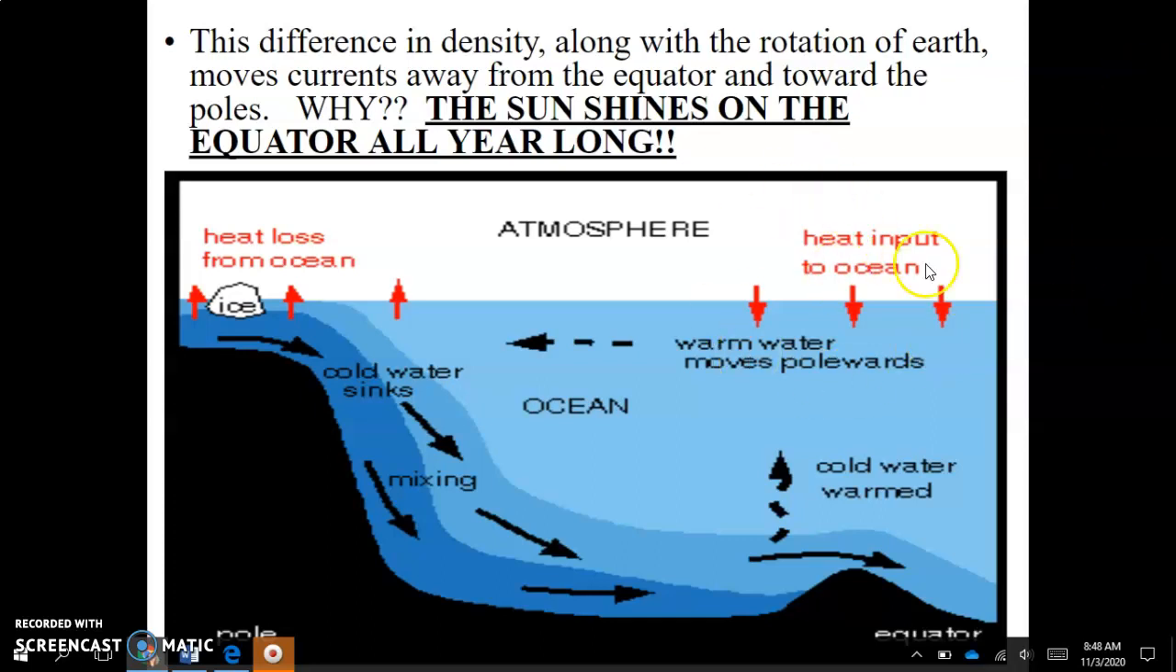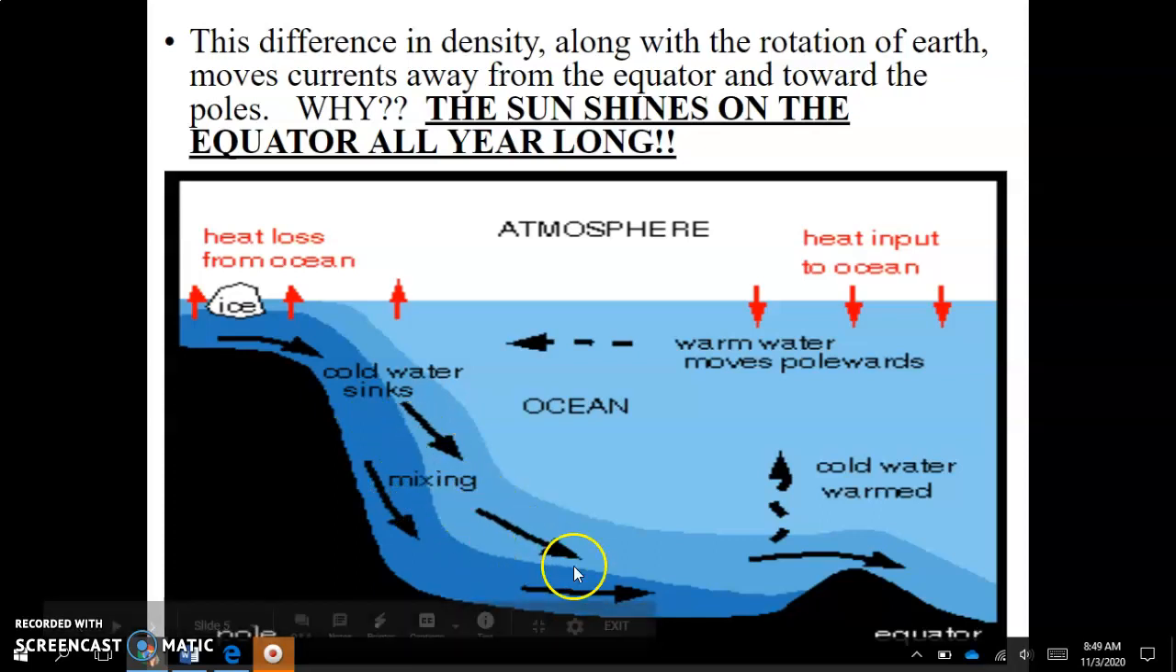So the heat from the sun is input to the ocean. The warm water will eventually move with the currents towards the poles. As it gets to the poles, it loses heat and it will sink and start to mix because it's cold. And remember, cold water is more dense. Then it will make its way back to the equator, and as it gets here, it will warm up again, and the process will repeat.